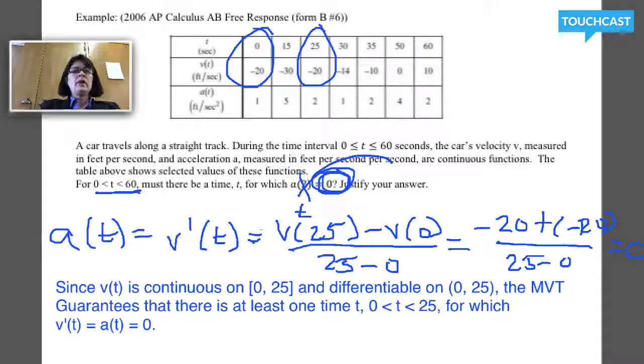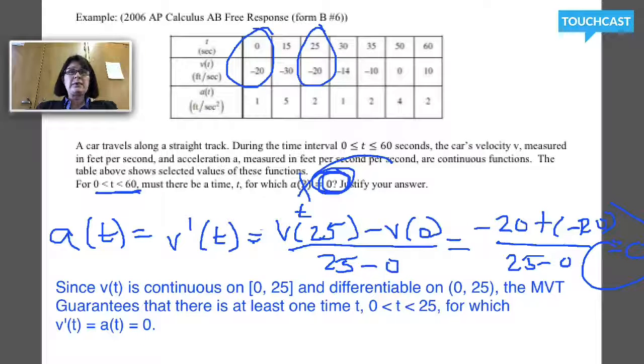Now I'm going to use the typing feature to type up how I would write up the rest of my conclusion. All right, so this is what I wrote as my write-up here. Since v of t is continuous on 0 to 25, with the endpoints included, and differentiable on 0 to 25, open interval, the mean value theorem guarantees that there is at least one time t in between A and B, 0 and 25, so 0 is less than t less than 25, for which v prime of t, that's the part the mean value theorem tells us, equals a of t, that's the part that we know, that v prime equals a, must equal 0. The 0 comes from this part here where I already performed this calculation.